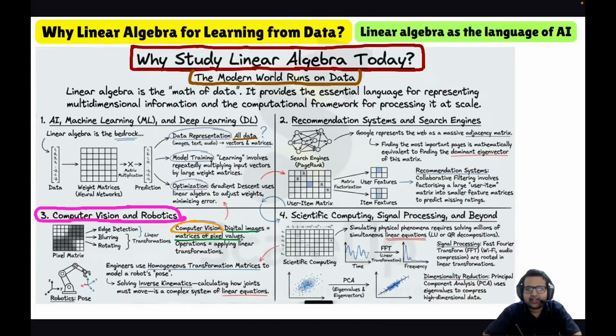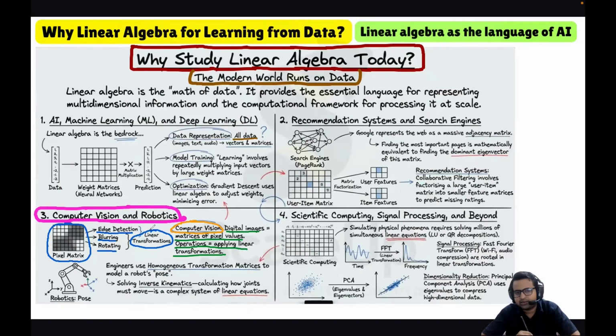Operations like edge detection, blurring, or rotating are performed by applying linear transformations, that is, matrix multiplication, to these pixels. So the operations on the image are basically linear transformations of these matrices. The idea is that in computer vision, we represent digital images as a pixel matrix, a matrix containing the pixels. And the operations on these images, like edge detection, blurring, and rotating, are basically linear transformations on these pixel matrices.